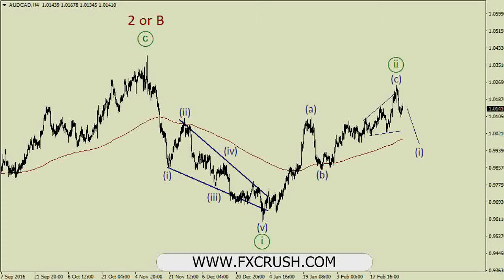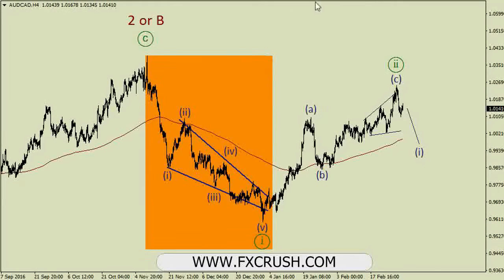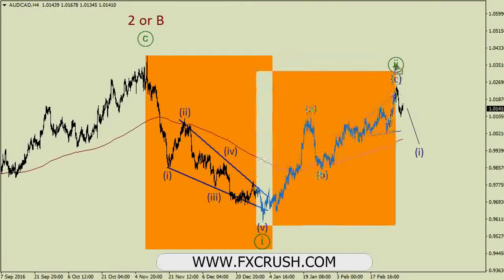And we've got very interesting moment on Australian dollar versus Canadian dollar, cause there's a wedge in wave 1 and a zigzag in wave 2 here.